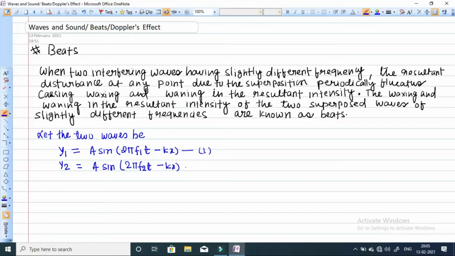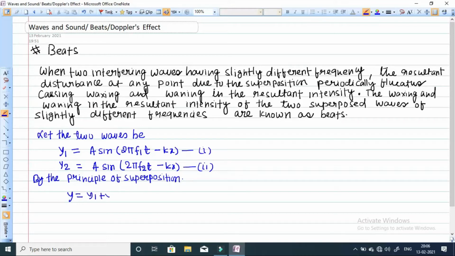Now when they superimpose at any point P, then the resultant displacement y, according to the superposition principle, will be equal to y1 plus y2. By the principle of superposition, we can say that y equals y1 plus y2. The resultant displacement is equal to the vector sum of the displacements of the waves. y equals y1 plus y2.